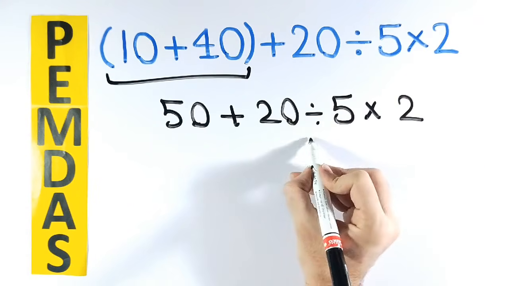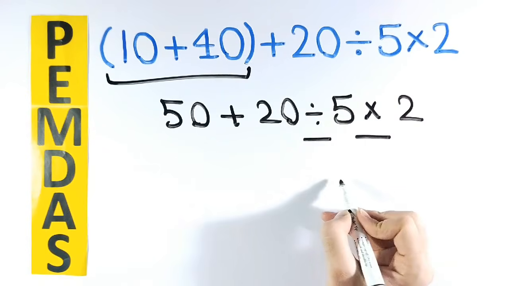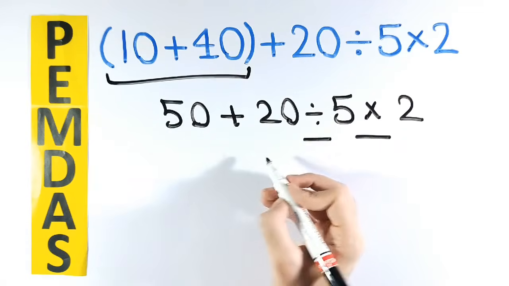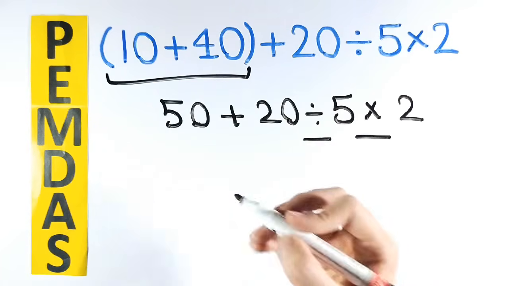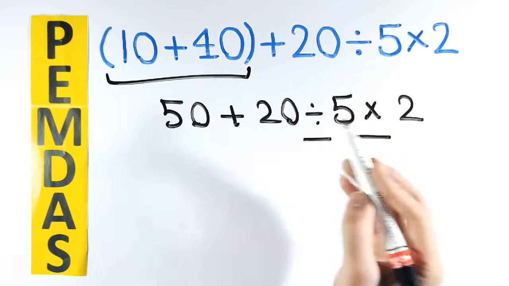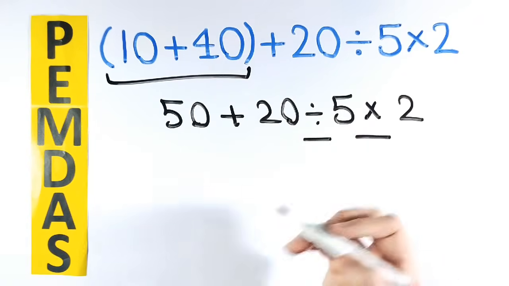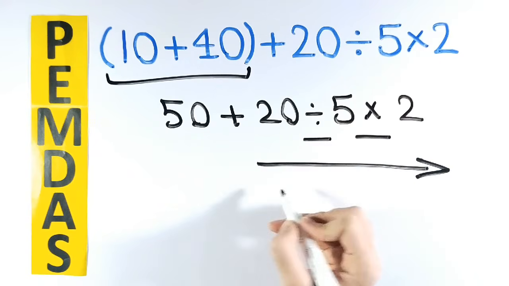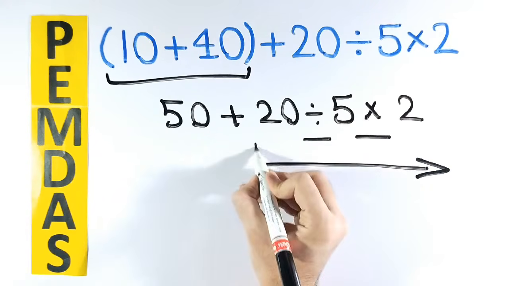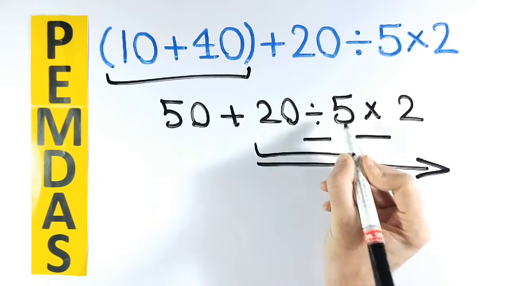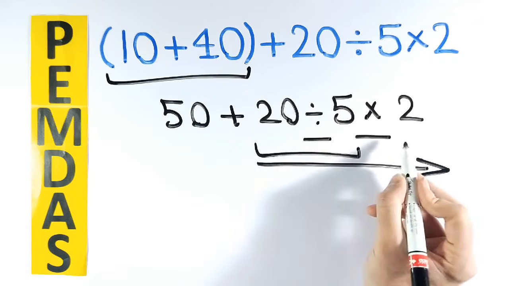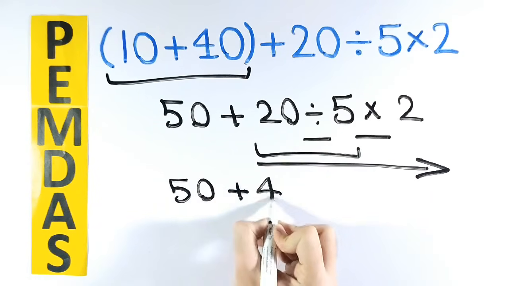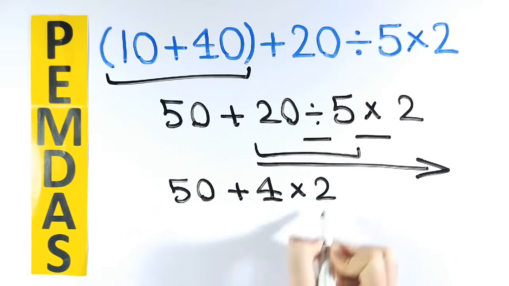And the next step, we go for the division and multiplication, because multiplication and division have a higher priority than addition. However, we must pay close attention that multiplication and division have equal precedence, and we must perform these two operations from left to right. So, first we go for the division between 20 and 5. And instead of this expression, we can write 50 plus 4 multiplied by 2.